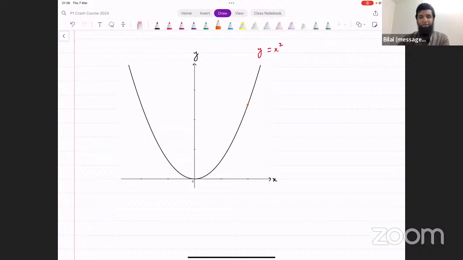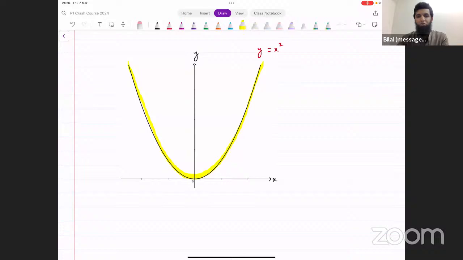Is the gradient 2 at every single point? Is the gradient 2 here? At this point? Is it here? Is it 2 here? Yeah, so the gradient at every single point on this curve is basically different. So that question in itself does not make a lot of sense because it does not have a single value for gradient. The gradient at every single point on this curve is different.